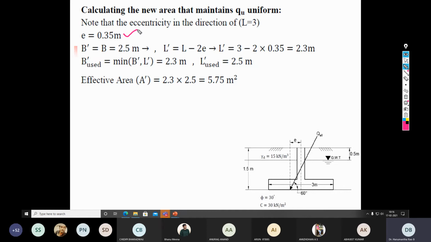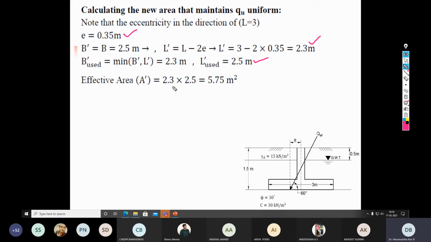So the next step is to calculate the effective width and effective length. Again in this case the eccentricity exists in the length direction, that is 3 meters. So your B dash is 2.5 meters, L dash is L minus 2E, so 3 minus 2 into 0.35, that is 2.3 meters. So there is a change in the values of L dash and B dash. You need to reproportion them such that B dash to be used is the minimum of B dash and L dash, that is 2.3 meters, and L dash to be used is 2.5 meters.